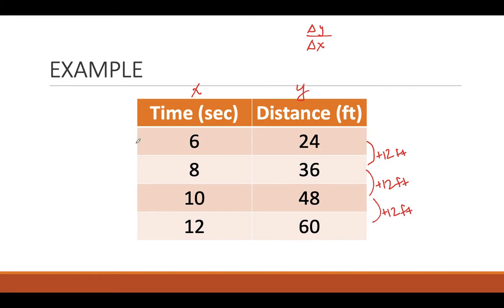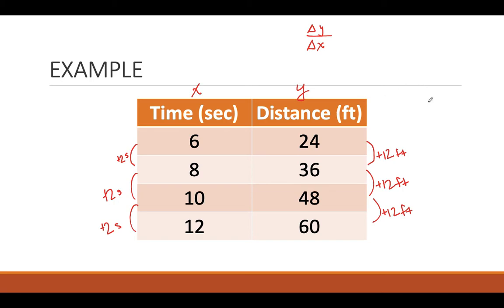The x-coordinate is representing time in seconds. From 6 to 8, that's an increase of plus 2 seconds. 8 to 10, that's an increase of plus 2. And 10 to 12 is also an increase of plus 2.